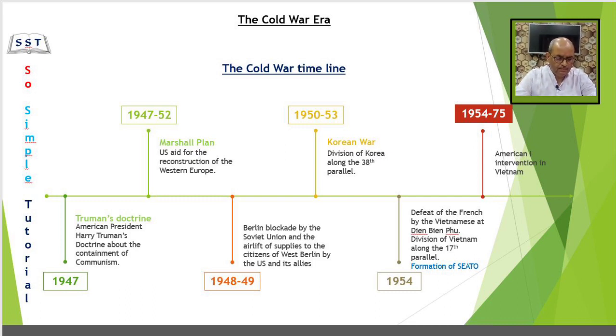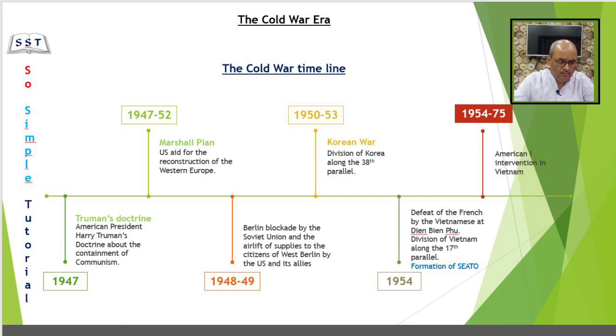1947-52, Marshall Plan, US aid for the reconstruction of Western Europe. Under the Marshall Plan, America undertook an economic recovery program on a grand scale. This plan was formulated by US Secretary of State George C. Marshall in June 1947. American leaders had realized that economic aid would be more effective than military aid, as suggested in Truman's doctrine, to secure Europe from the communists. So the main purpose of the Marshall Plan was to fight poverty and economic crisis so that Europe could be saved from communism.